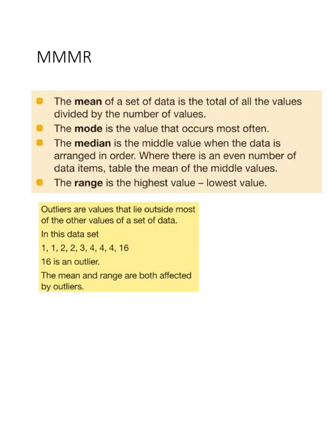Now, outliers are values that lie outside most other values of the data set. So in this data set here in the example, 16 doesn't fit in. So we can say that 16 is an outlier. And the mean and range can both be affected by the outlier. So if you look at the range here, if we include the outlier, we would have a range of 15. But if we ignored the outlier and missed it out, we would have a range of 3.